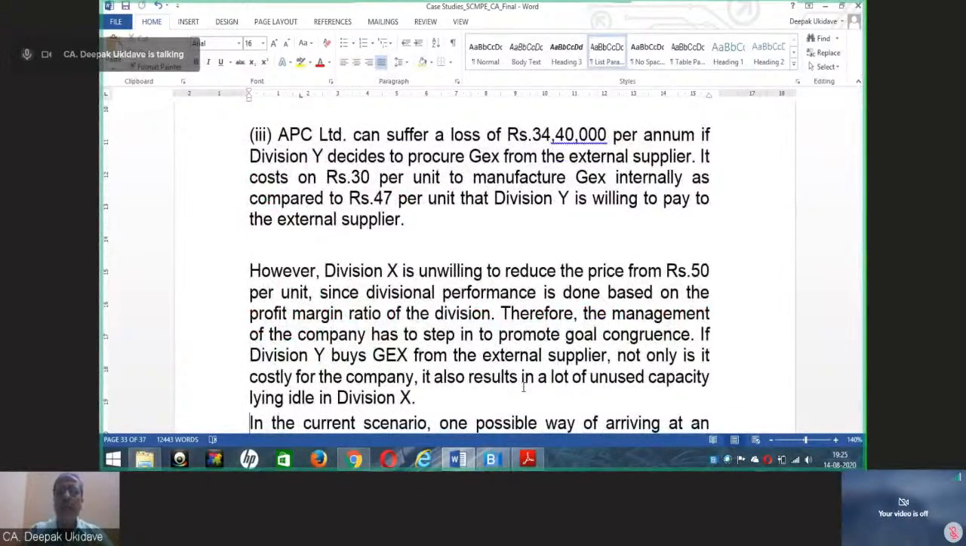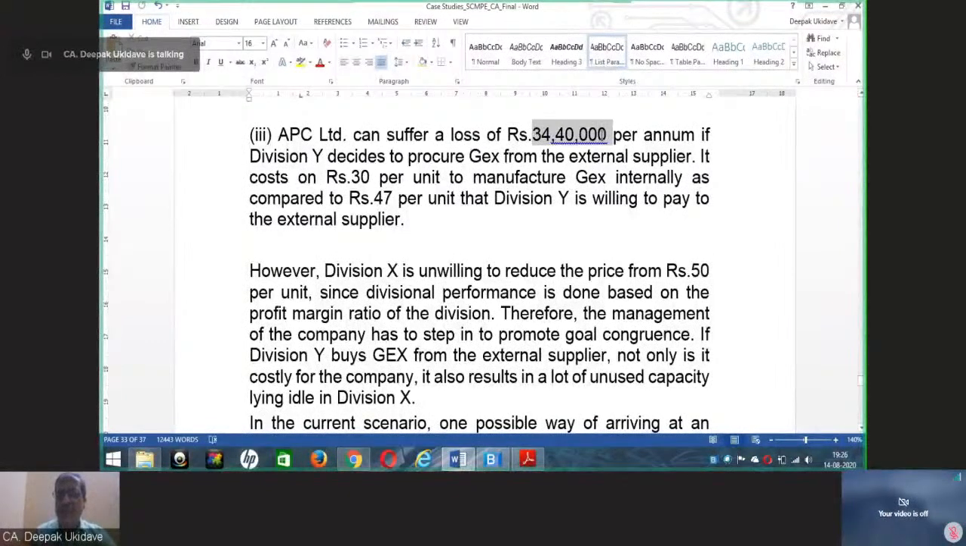Now you have seen here, company has suffered a loss of rupees 34,40,000 per annum. Overall loss is there. The overall profitability of the company has reduced by 34,40,000. If division Y decides to procure this from the external supplier, it costs rupees 30 per unit to manufacture checks internally as compared to 47 rupees per unit that division Y is willing to pay to the external supplier. So we are aware that cost of manufacturing is much lower than cost of procuring from the market, and that is the basic reason why such a huge loss of 34,40,000 is suffered by the company.